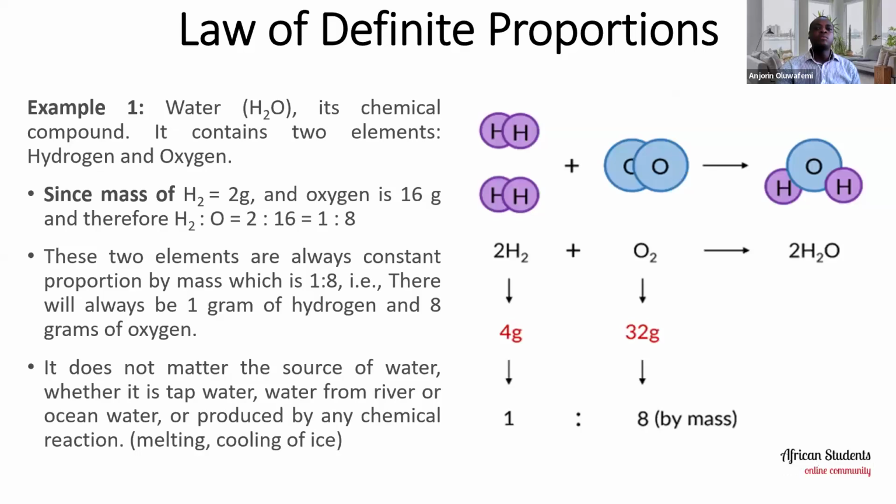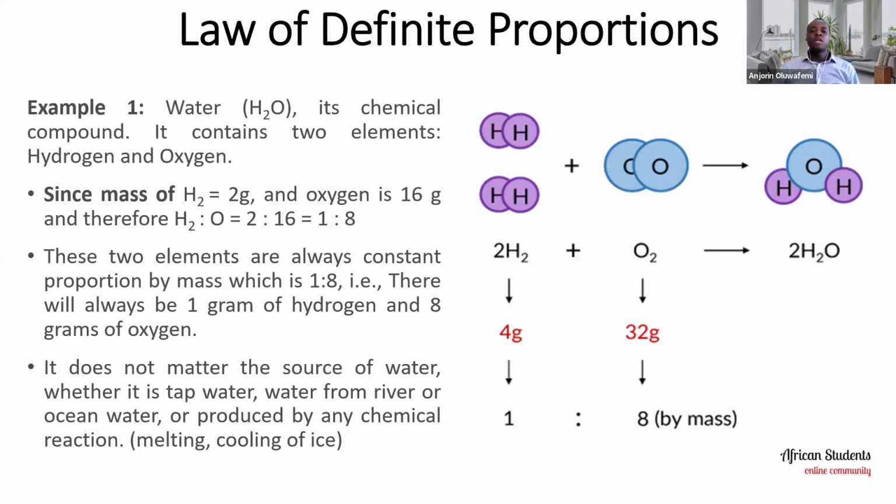All right. So looking at the law of definite proportion, just pushing it a notch further by looking at this example to buttress the law that had been stated earlier. Now, the first example, water, that is H2O, is a chemical compound. It contains two elements, that is hydrogen and oxygen. Now, since the mass of hydrogen, H2, equals 2 grams, and oxygen is 16 grams, therefore, the ratio of hydrogen to oxygen will be what?